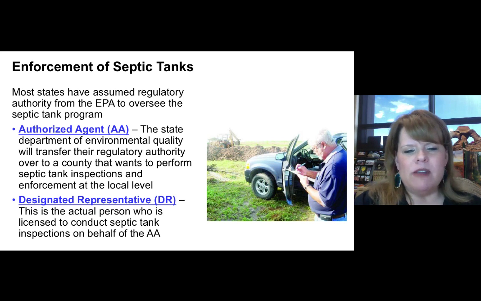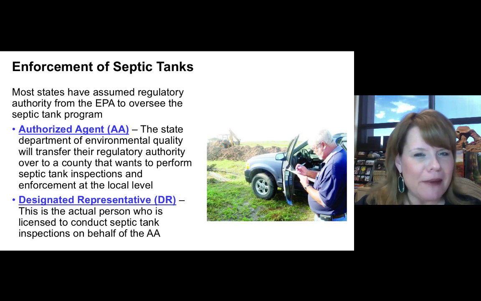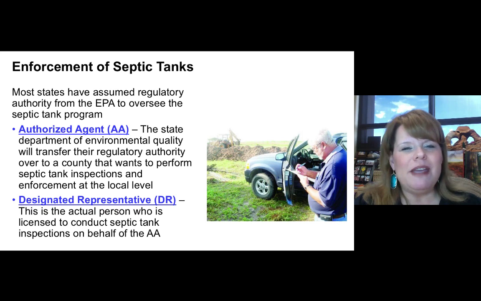So the State Department of Environmental Quality will transfer their regulatory authority over to a county or a political subdivision. Let's say it's a health department that wants to perform septic tank inspections and enforcement at the local level. You might go, what's in it for them? Why would they want to do it? Why would they become an authorized agent? It all boils down to money and convenience.